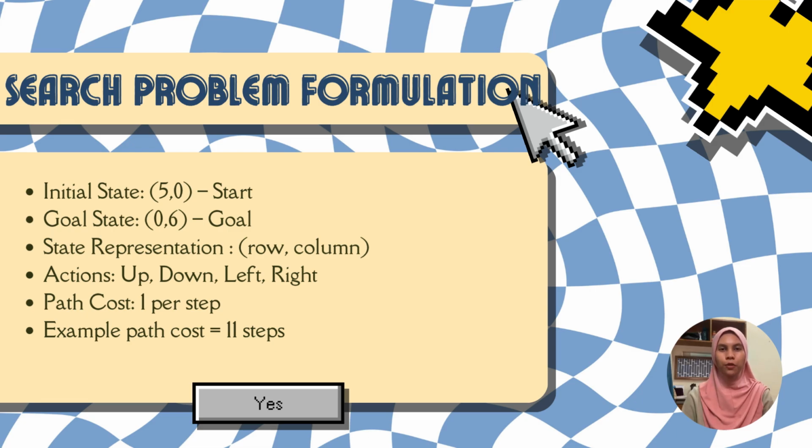For the search problem formulation, we have 5 elements. First, the initial state is at position 5, 0, where the robot starts. Second, the goal state is at position 0, 6, where the robot needs to reach. Third, the state representation uses row and column coordinates. Fourth, the actions are moving up, down, left, and right. And lastly, the path cost is 1 for each step. For example, a valid path from start to goal requires 11 steps.